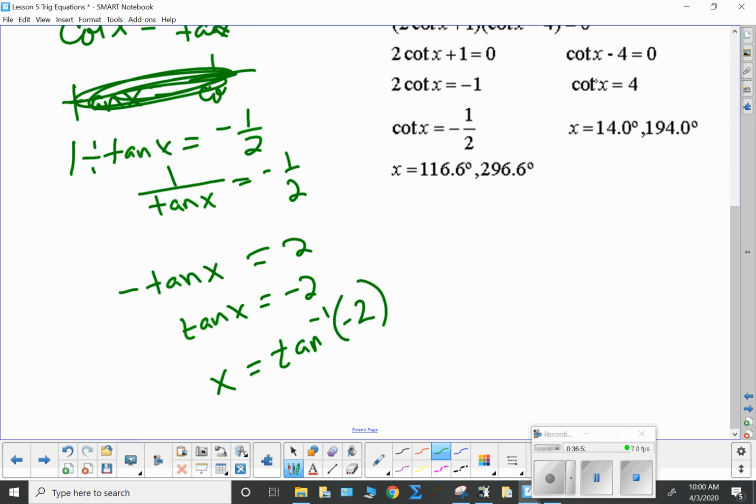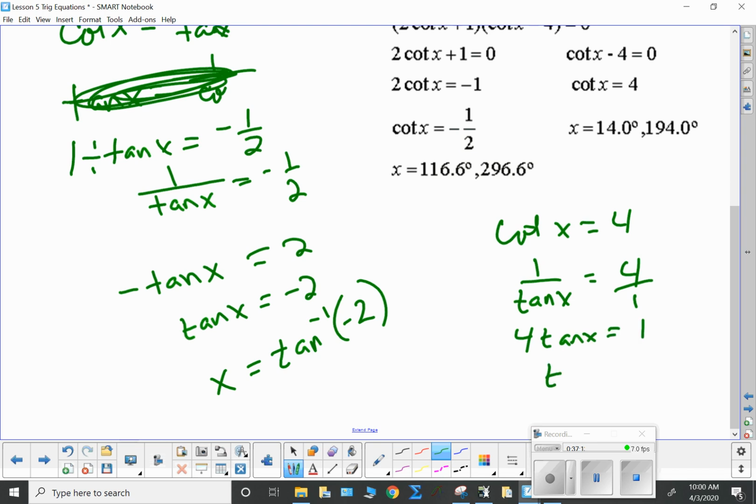And use a similar process here. So tangent x is equal to 4. 1 over tangent x is equal to 4. If I multiply, 4 tan x is equal to 1. Tan x is equal to 1/4. X is equal to the inverse tangent of 1/4. Okay? And then you can do that in the calculator.